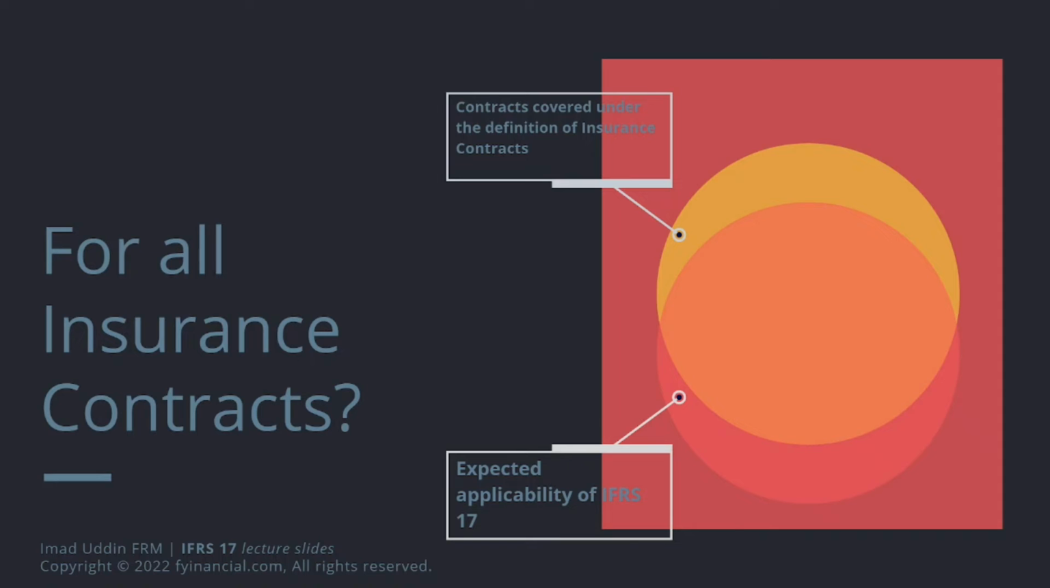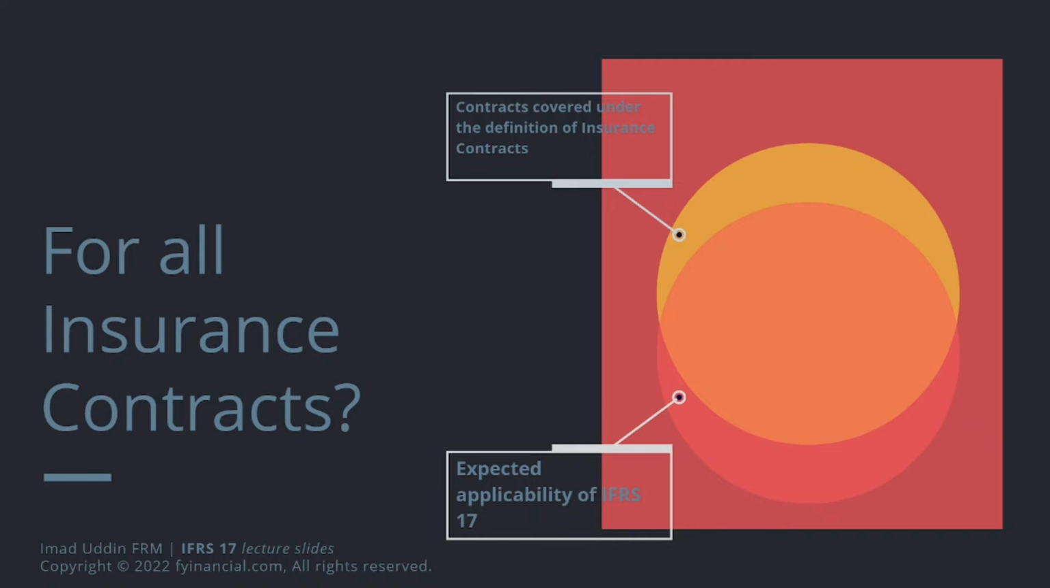However, we need to understand that IFRS 17 is not applicable on all insurance contracts. How come? There are certain contracts that are covered in the definition of insurance contracts. However, they have been specifically scoped out, so specifically removed from the scope of IFRS 17 because they would have caused complications for other companies. We'll go into this later.